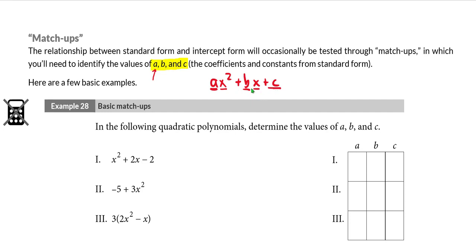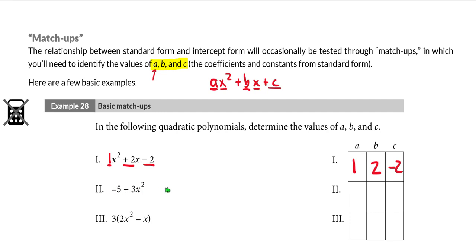In example 28, this one should be very simple. I would try this one on your own. We just have to look at these quadratic polynomials, and we need to determine the values of A, B, and C. This should be, again, pretty simple. So A in Roman numeral 1 here is 1, B is 2, and C is negative 2. You have your A, you have your B, and you have your C.